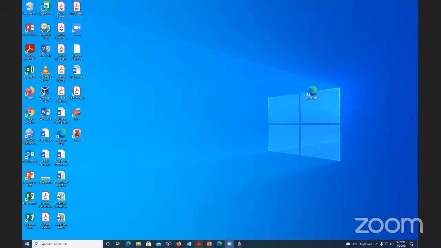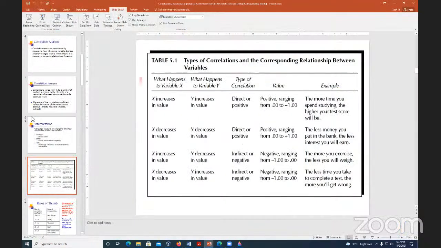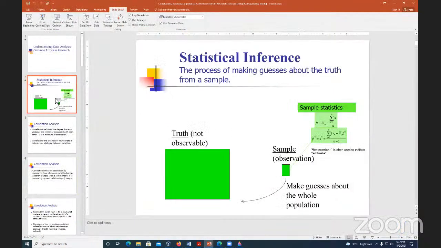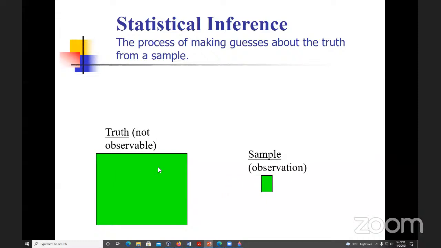Yes? Are you sharing the screen? Oh, I'm not sharing the screen. Oh, I forgot to share it this time. I guess I was sharing it before. So I was showing this before.